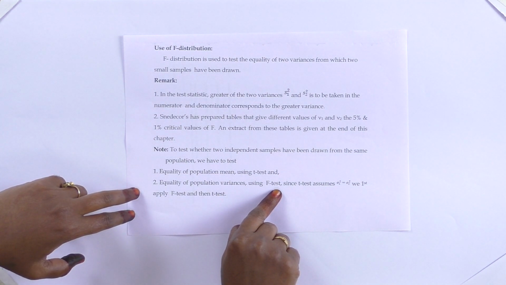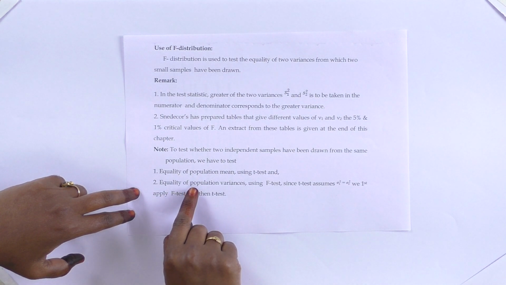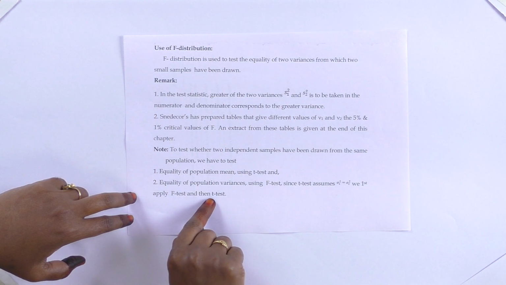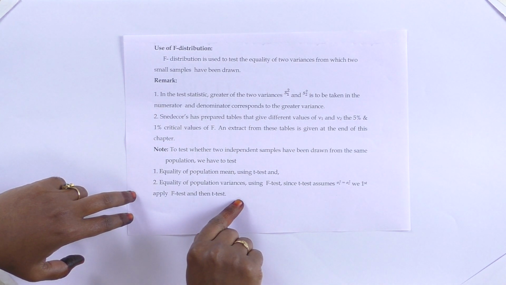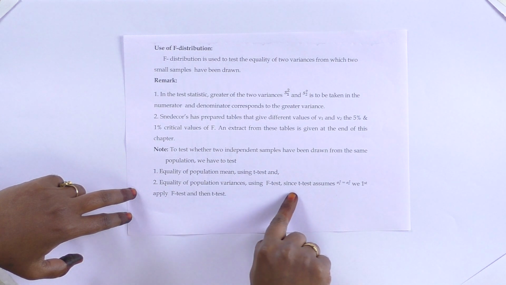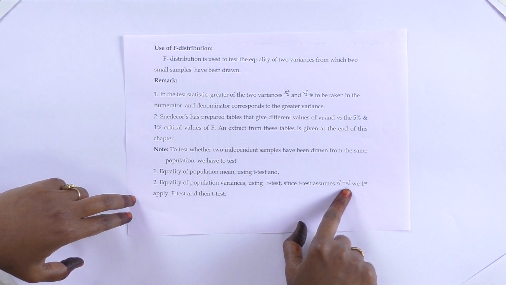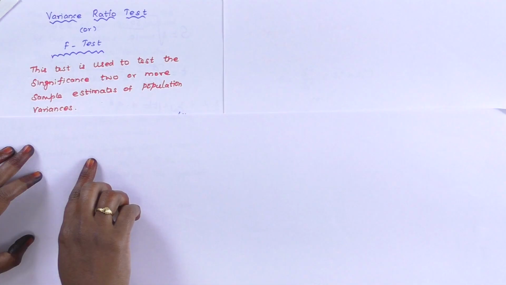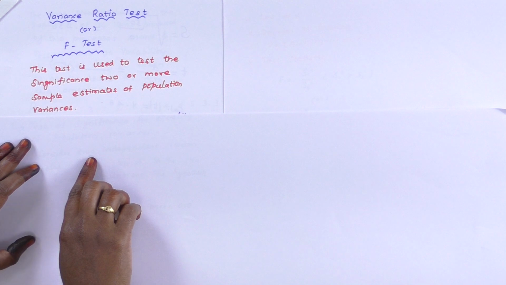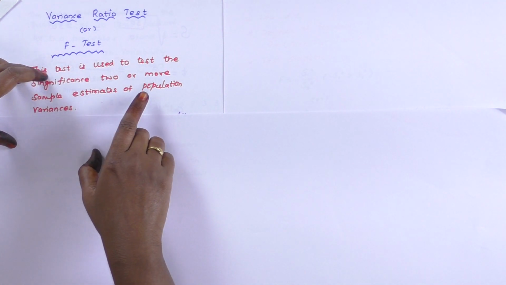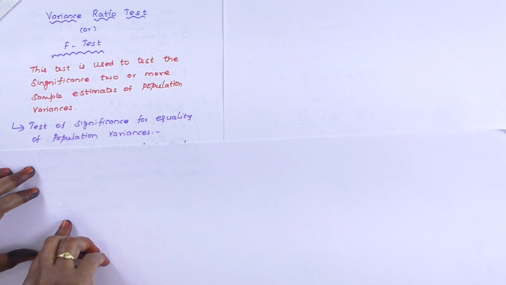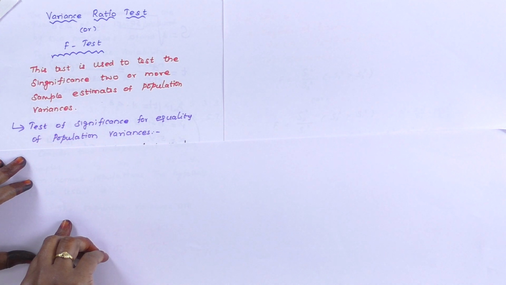That is, we are going to test the equality of the population means using the t-test, and the population variances using the F-test. Since the t-test assumes sigma1 square is equal to sigma2 square, we first apply the F-test and then the t-test. This test is used to test the significance between two or more sample estimates of population variances.